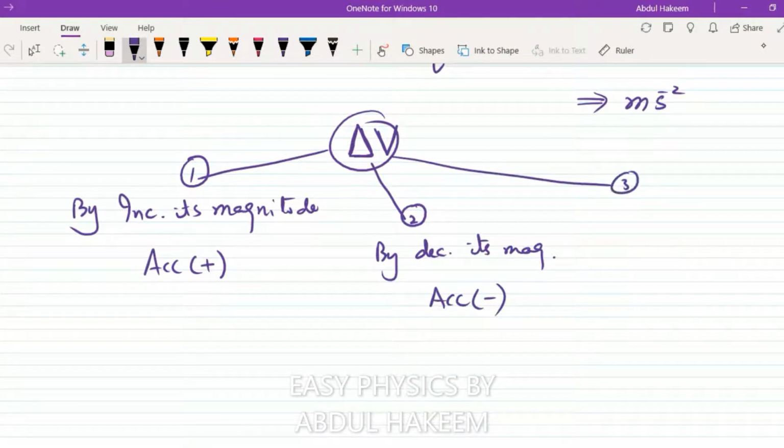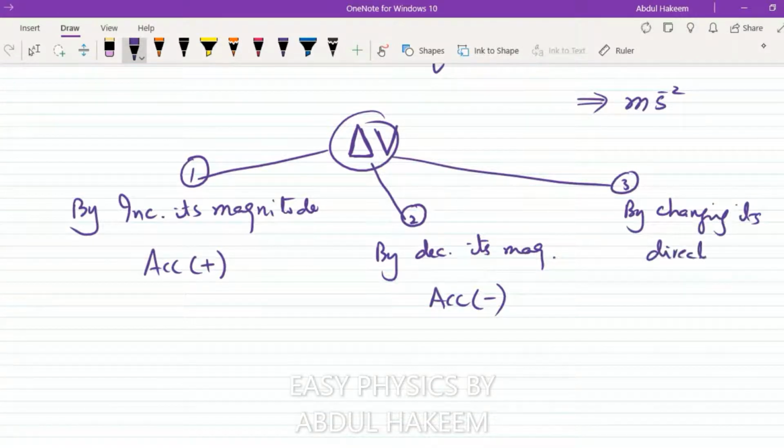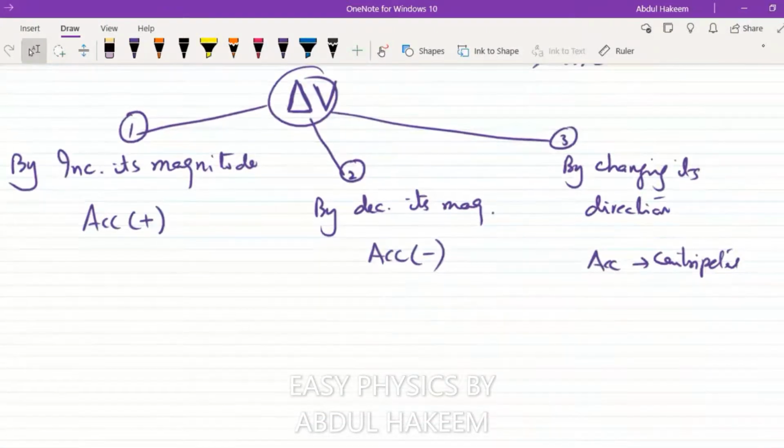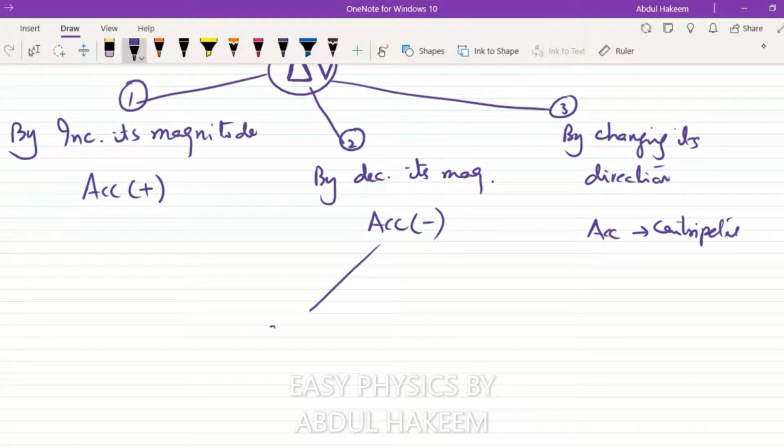And the third is by changing velocity direction. The direction of the velocity is changing, so velocity is changing, and here the acceleration is called centripetal acceleration. So the change of velocity is number one, due to increase in magnitude, number two, decrease in magnitude, number three, by changing the direction. And this negative acceleration is sometimes called deceleration, and sometimes retardation.